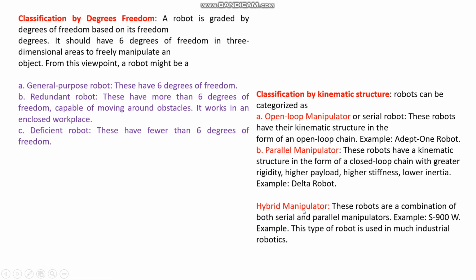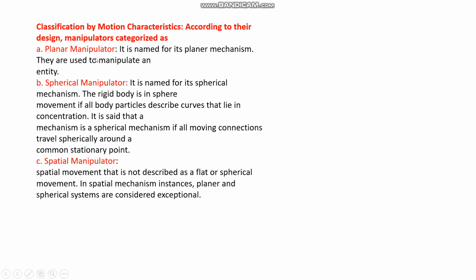It is widely used for industrial application. Of course, it is called industrial robot. This is the combination of open loop and a parallel manipulator. Then coming to classification with respect to the various movement characteristics according to the design.